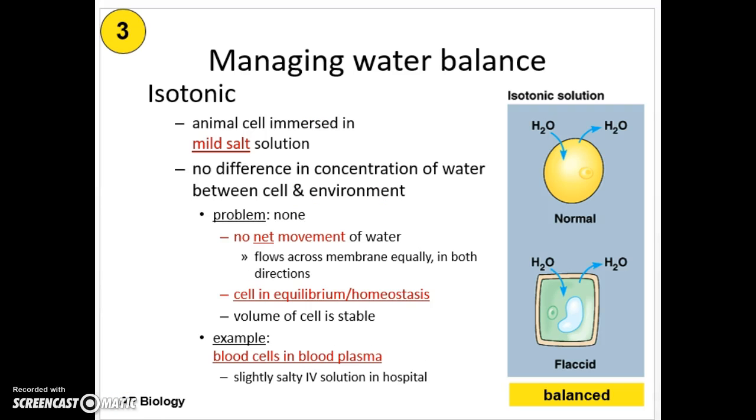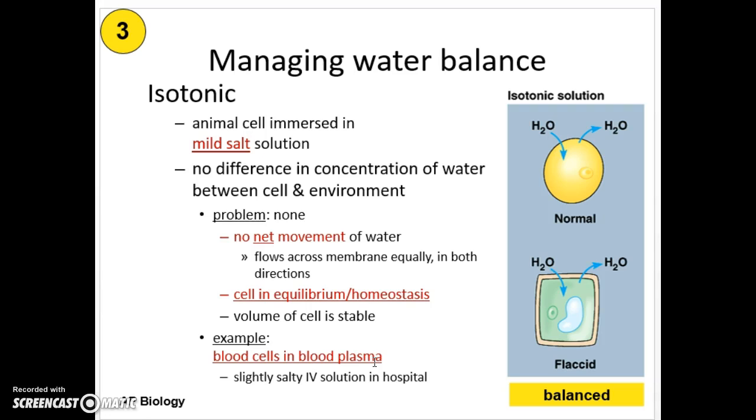Okay, and then our ideal situation is again isotonic. This is when we have the flow of water going in and out of the cell through osmosis on an equal basis. We have equilibrium. And when we have that condition, that means the concentration of solute is the same outside as it is inside. Another way to say equilibrium is to say our cells are in homeostasis. We like this, for example, with our blood cells in the blood plasma. We like them to have an isotonic condition, which means the solutes in the blood plasma need to be the same concentration as the solute within the blood cell.